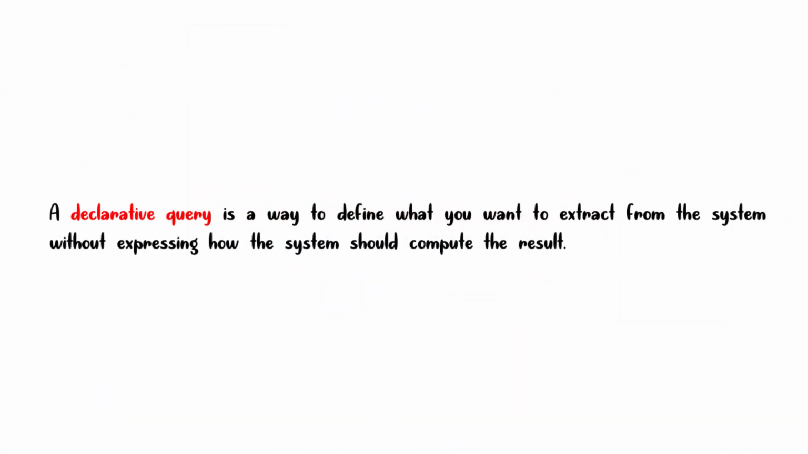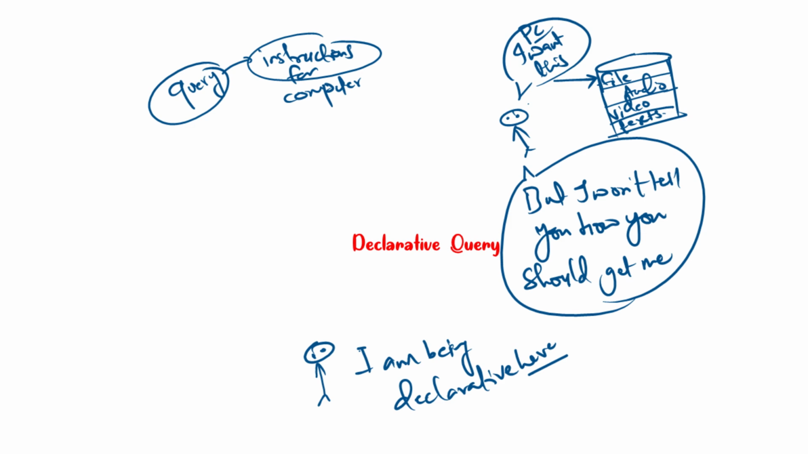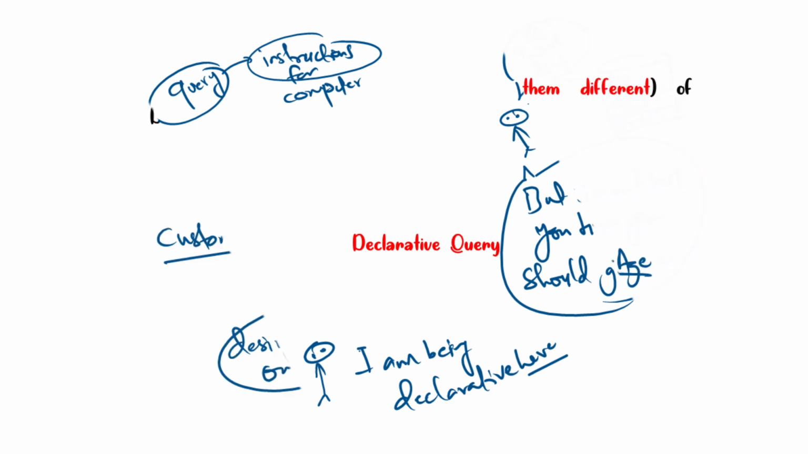A declarative query is a type of query where you specify what data you want to retrieve or manipulate from a database, but you don't specify how the system should go about fetching or processing that data. This is in contrast to an imperative approach, where you provide a step-by-step procedure to achieve the desired result.